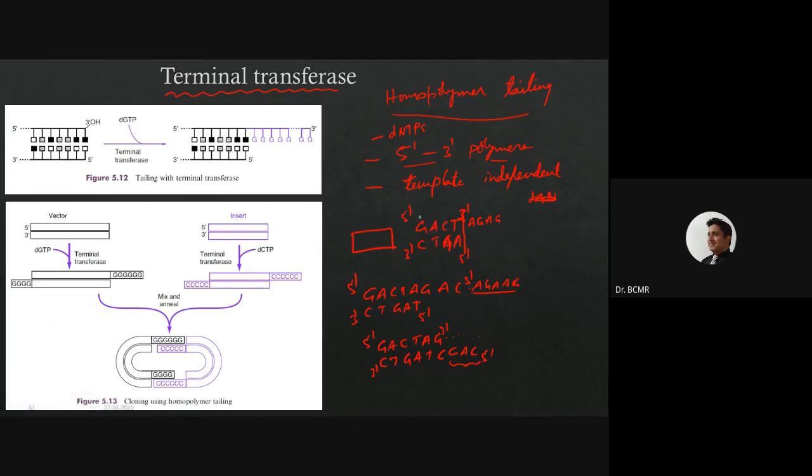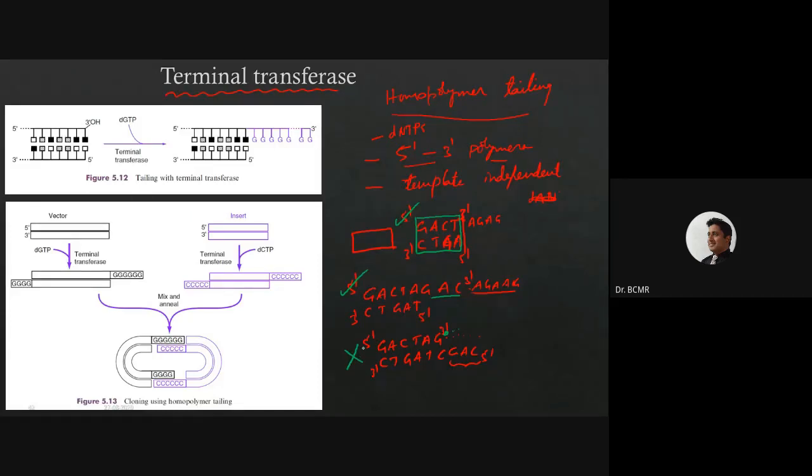So while the blunt ends are a kind of substrate, if they are substrates, then a terminal transferase can act upon them. 3 prime overhangs like this are also fine. It can act upon them. But if you have 5 prime overhangs and it's supposed to add something here, that's going to be a difficulty. It's not going to happen.